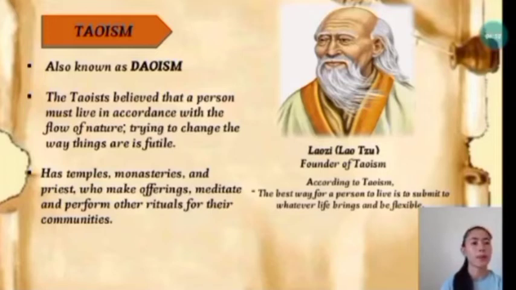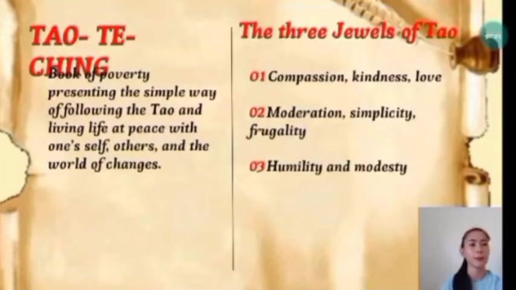According to Taoism, the best way for a person to live is to submit to whatever life brings and be flexible. The Tao Te Ching, the Book of the Way, presents the simple way of following the Tao and living life at peace with oneself, others, and the world of changes. The three jewels of Tao: compassion, moderation, and humility.